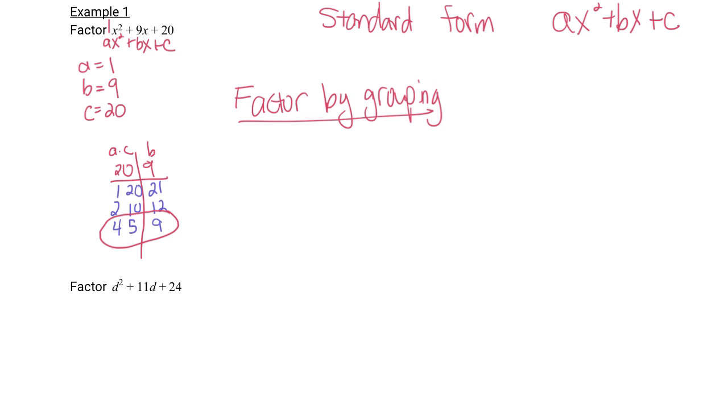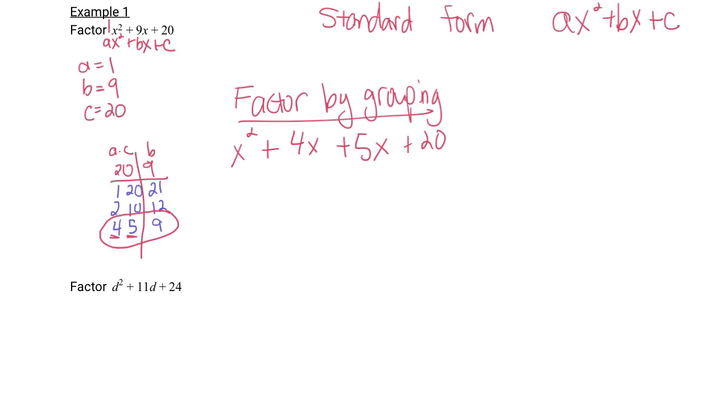So I'm going to look at this original expression that I had, x squared plus 9x plus 20, and I'm going to keep the first term, x squared. I'm going to leave a whole bunch of space, and I'm going to keep the last term, plus 20. And in the center, I'm going to take these two factors that I got on the A times C column, and I'm going to write them down in the middle with a variable attached. So I took 4 and 5 and made it 4x plus 5x.